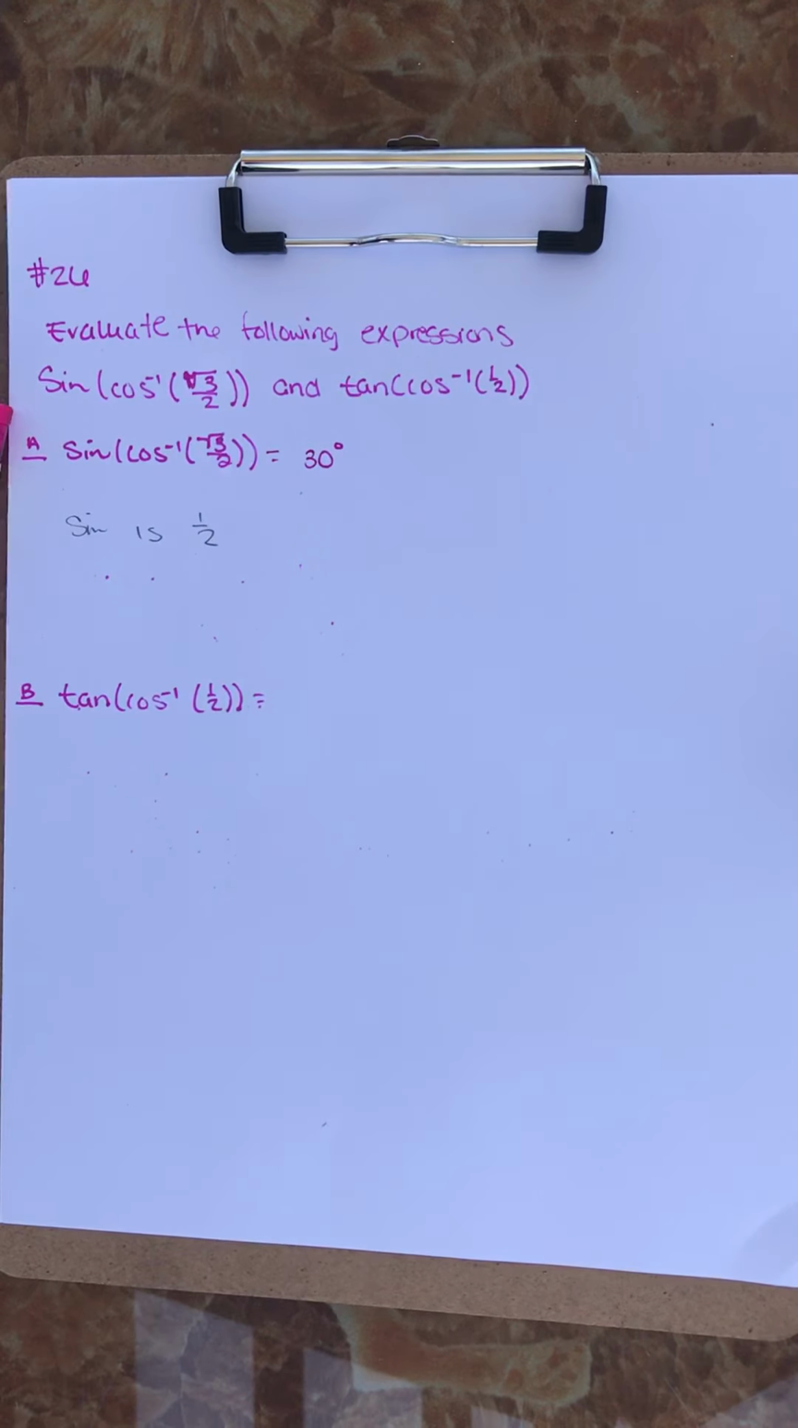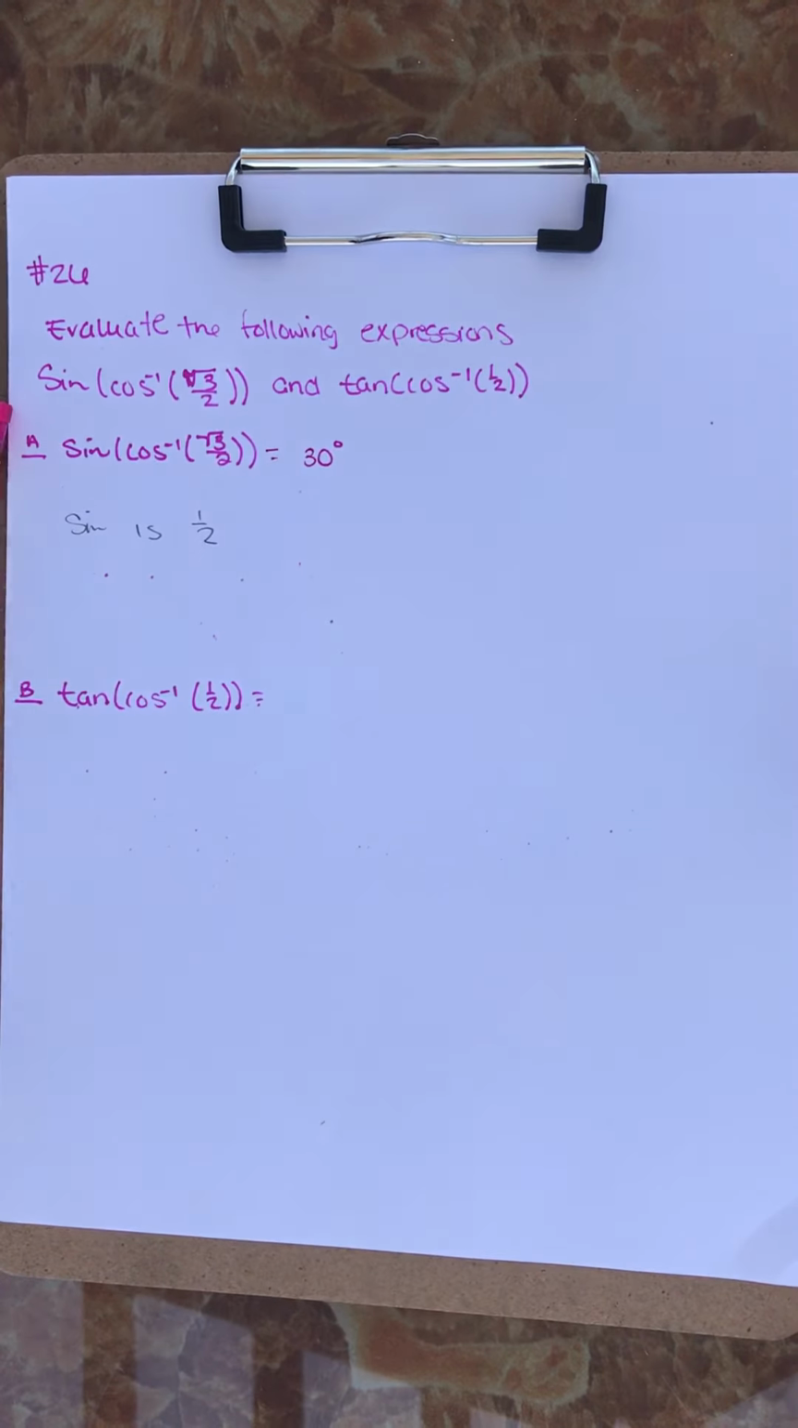For question 26, we're going to be evaluating the following expressions. We need to find what sine is when cosine's inverse is square root of 3 over 2, and we need to find what tan is when cosine's inverse is 1 over 2.